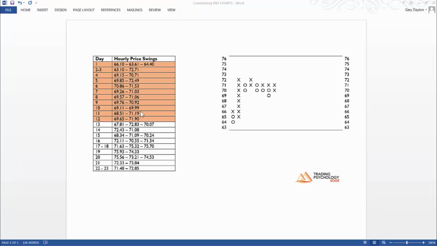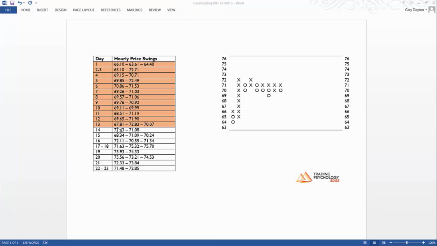On the next day, the market returns to the 69.65 level, so we come back down through 70, and we create a new column because there's already a figure there. Then we can't go down further to come back to 69 because 69.65 is higher than 69. But the market does go back up to 71.90, so we can add an X in our 71 slot. And that's it for that day.